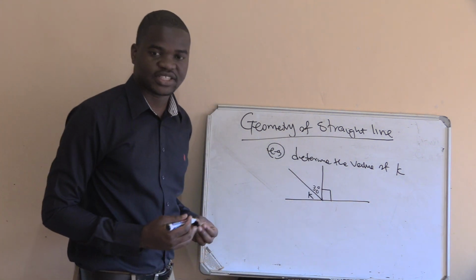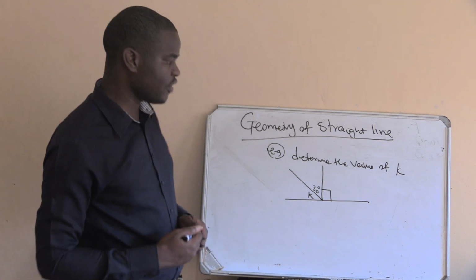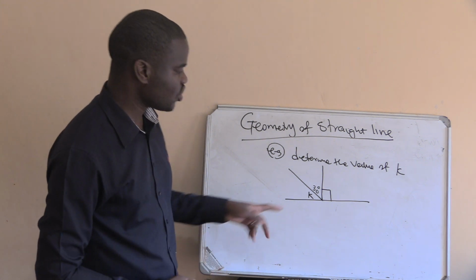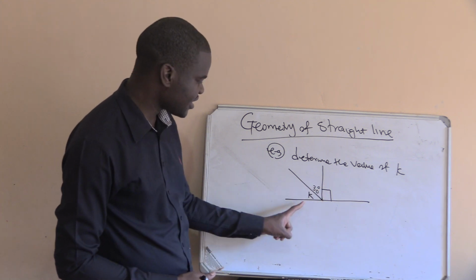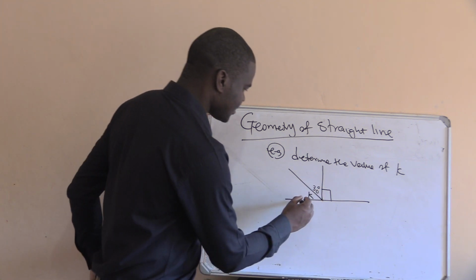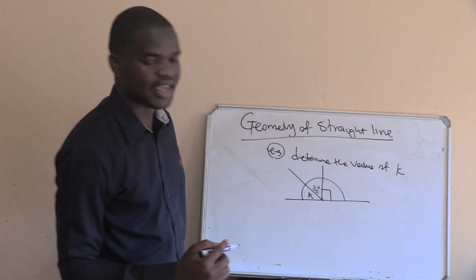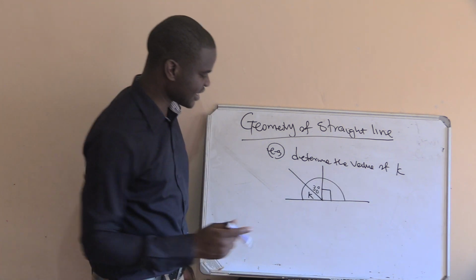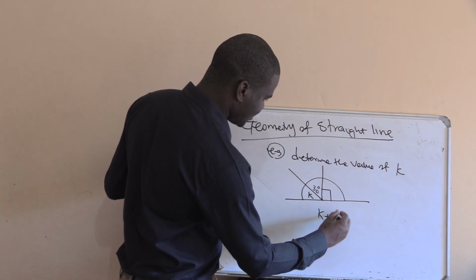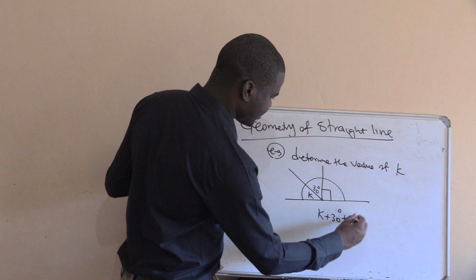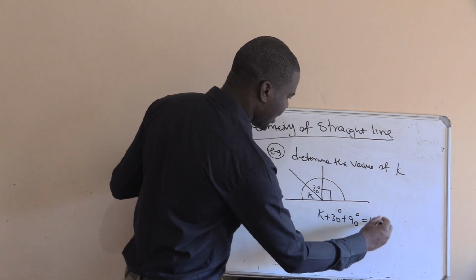Look here on the board. Solve for the value of K. Determine the value of K. So you must study the diagram. This one is 90 degrees and this is 30 and this is K. Remember, sum of angles on a straight line, they add up to 180 degrees. So meaning that you are going to write K plus 30 degrees plus 90 degrees is equal to 180 degrees.